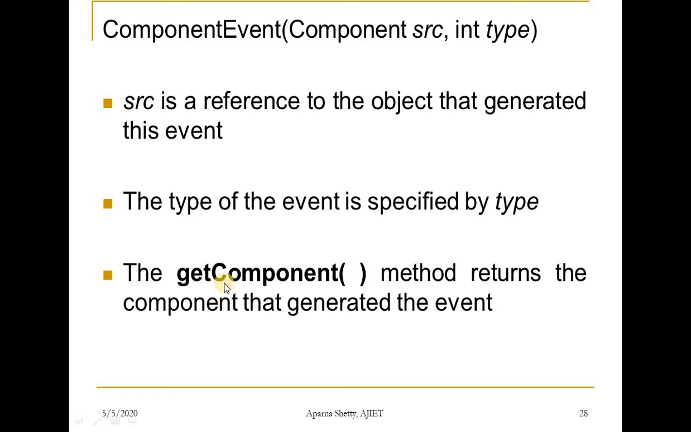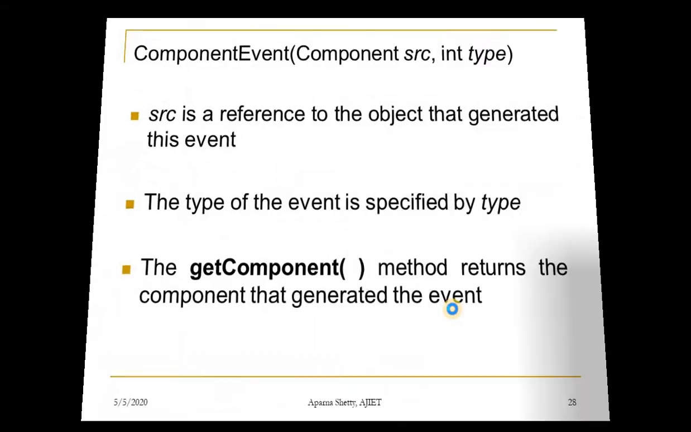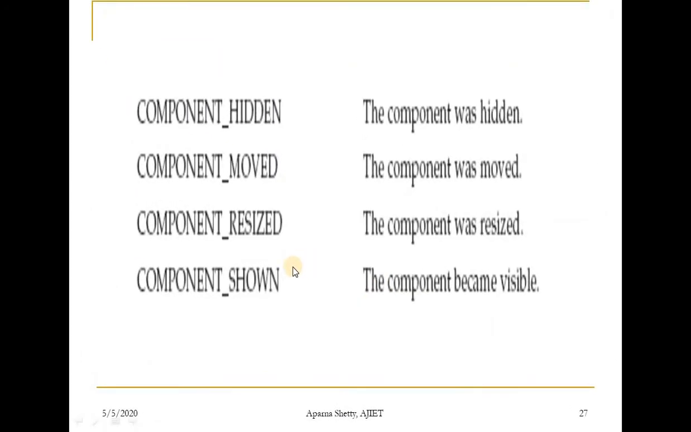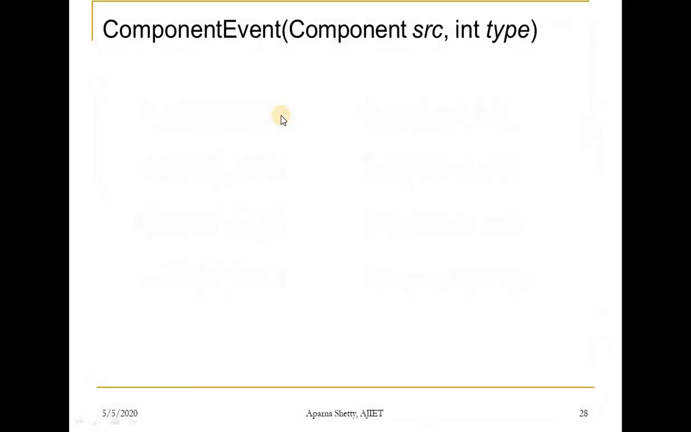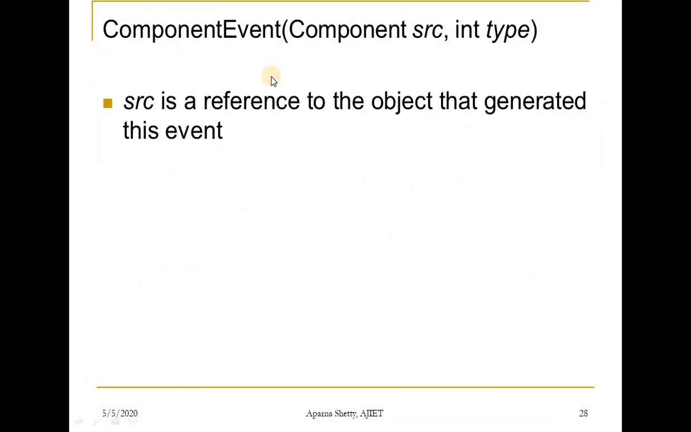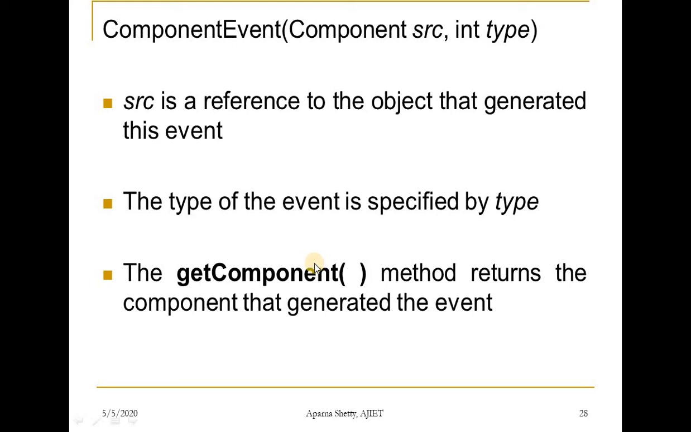We have one method in the ComponentEvent class, the getComponent method. It returns the component that generated the event. So that was about the ComponentEvent class. We have seen the 4 integer constants. If you make any changes to the component, a component event will be generated. We have seen the 4 integer constants of the ComponentEvent class, the constructor of the ComponentEvent class, as well as finally we saw one getComponent method, which returns the component that generated the event.